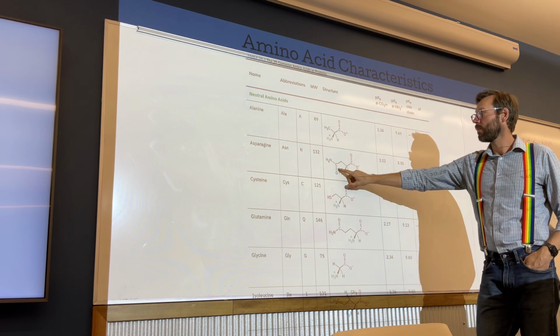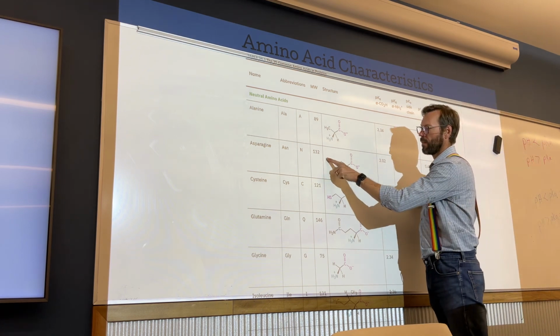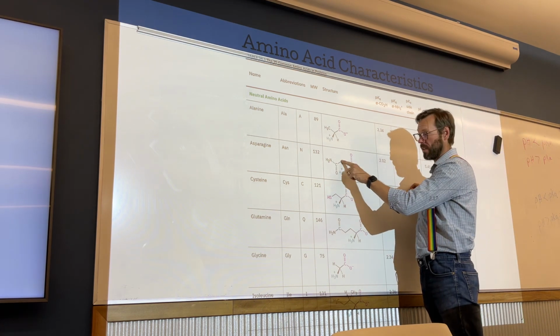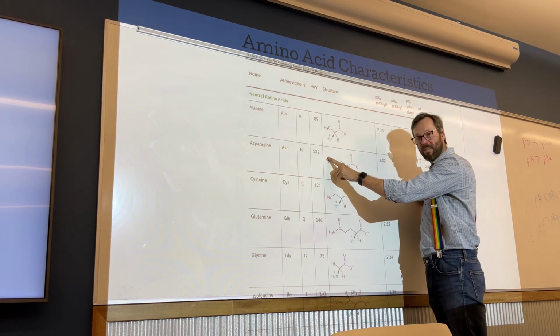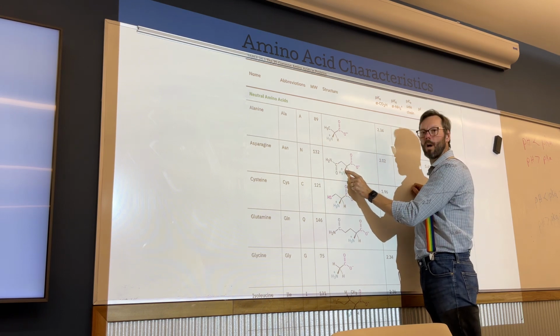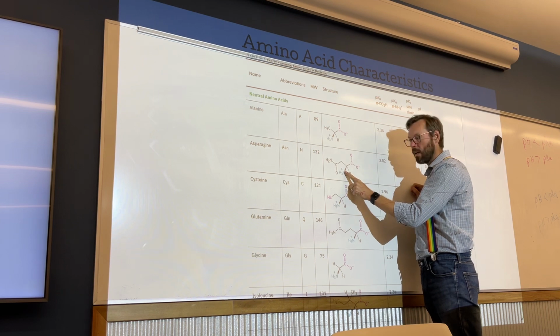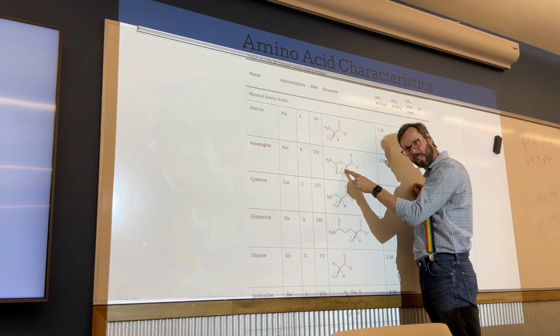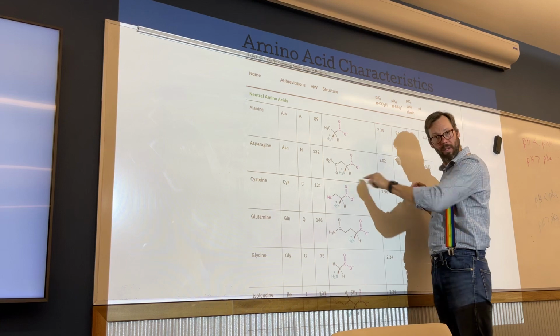Or asparagine, you'd have this right here. You'd have the addition of carboxylic acid and the amine group both. This is where we're tacking on the halogen and then replacing it, substituting it with the amine group.